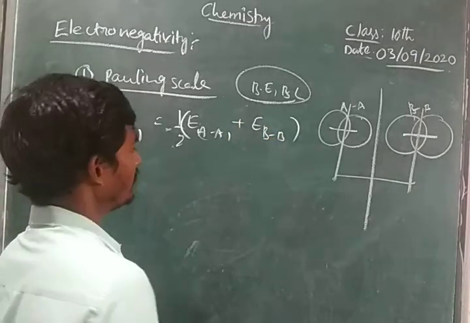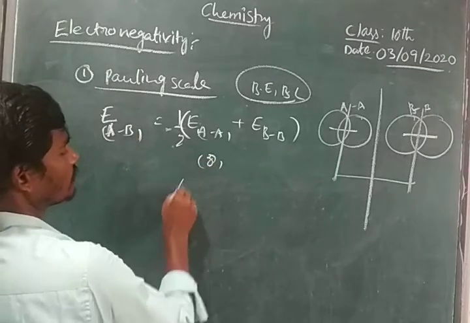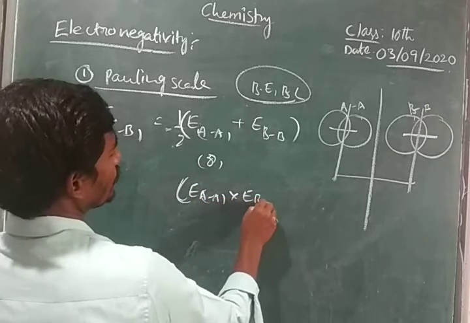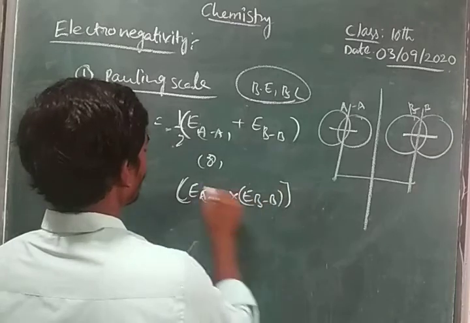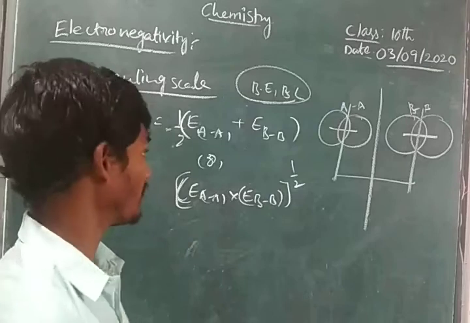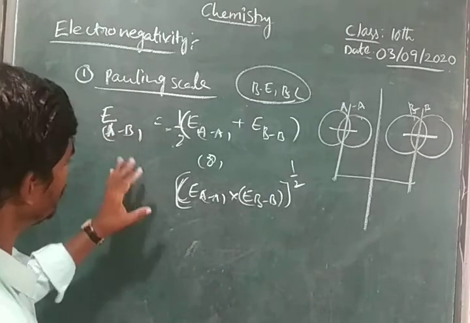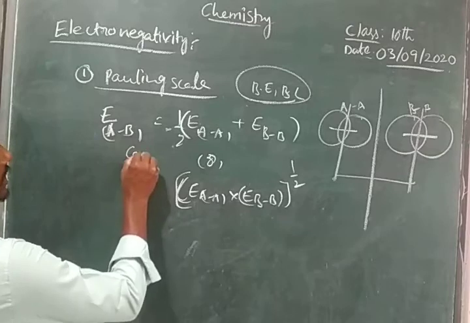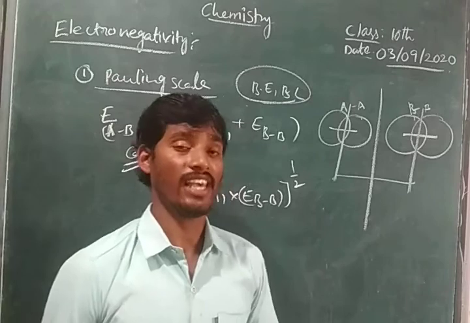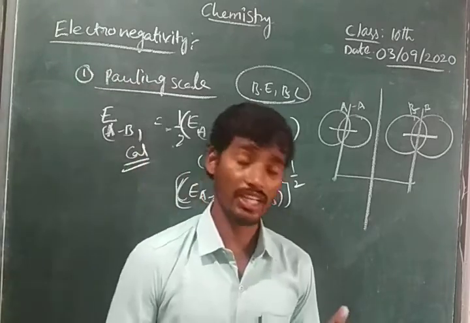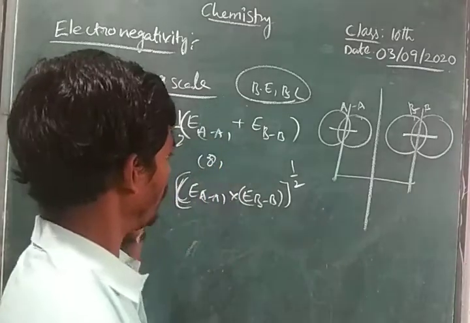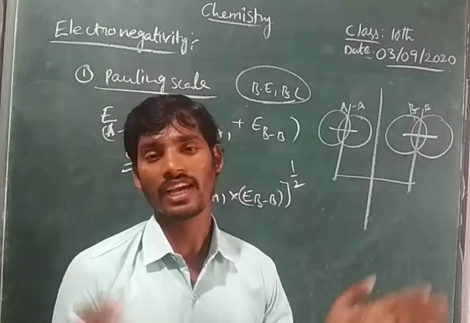Right, children? We have to recognize it like this also: EAA into EBB to the power of 1 by 2, according to logarithms. This is the value we consider as the calculated value. If we take experimental values and calculated values, experimental values are always more than calculated values. That's why there is some difference between them.